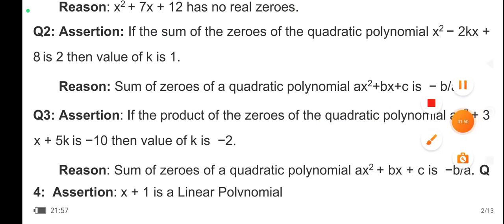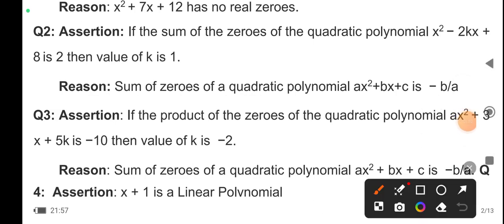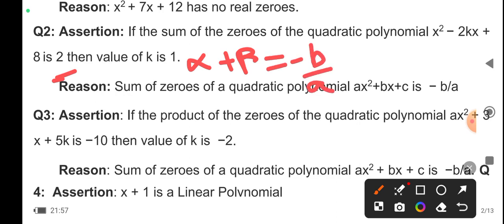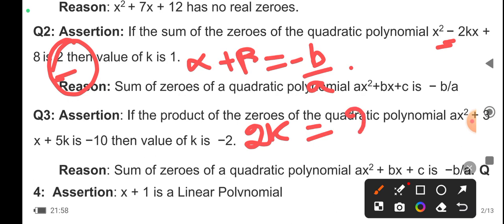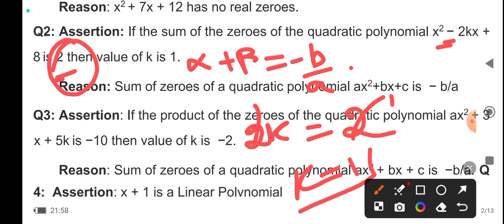Question number 2. The sum of the zeros of the polynomial is 2. Sum of zeros is alpha plus beta, and we all know alpha plus beta is minus b by a. What is minus b by a here? Minus of minus 2k, so you will get 2k by 1. They said the sum is 2, so 2k equals 2. Cancel the 2, k equals 1. So A is true and correct.